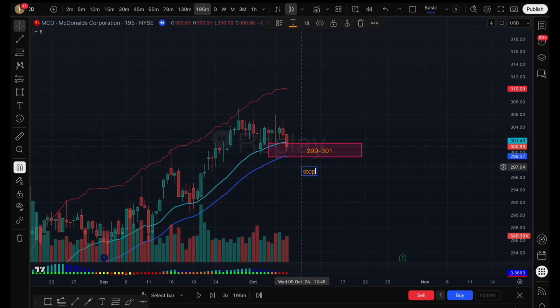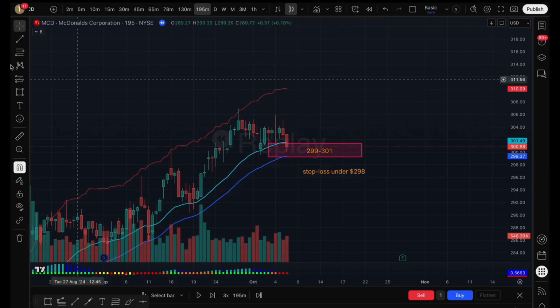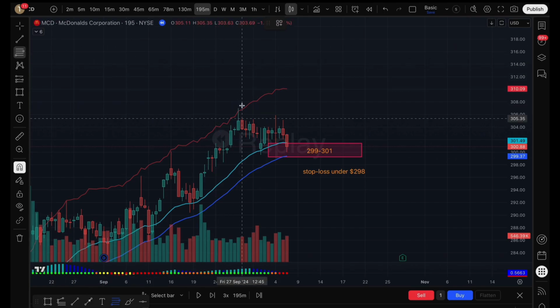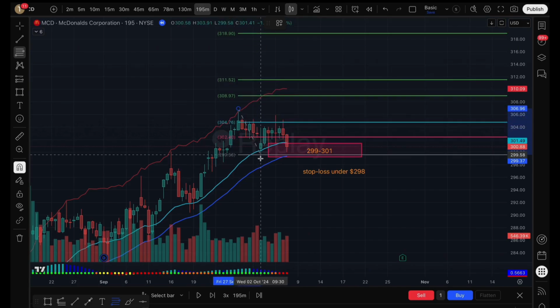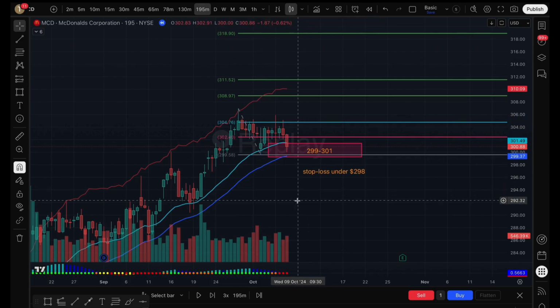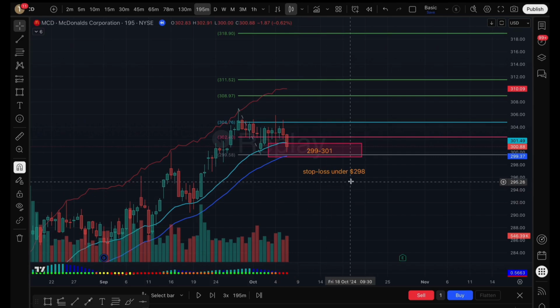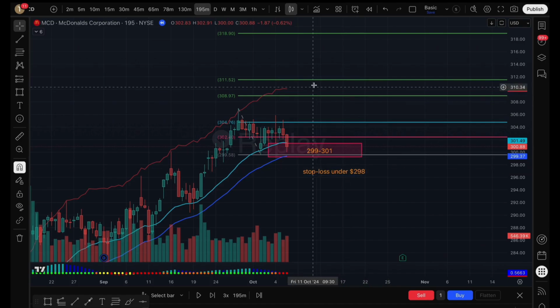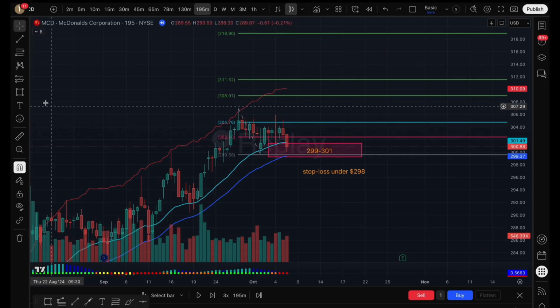So stop loss under 298, and then to find a take profit, again, fib retracement tool. This is the most highest high, and I'm gonna bring it down to the next swing low, okay? Awesome. So in this trade, you'll be entering between 299 and 301, exit under 298, or exit over 308, all right?